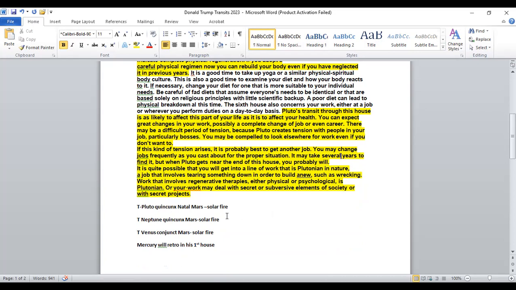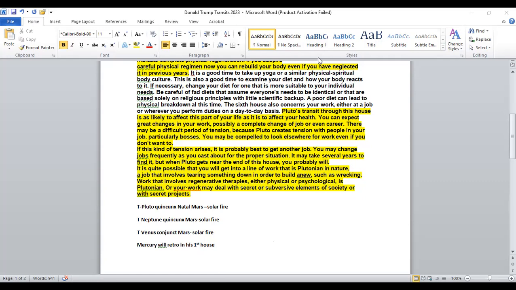All right, now hopefully maybe I can do it this way. There's some other things going on, but anyway, this is what I do. So I'm going to show you what some of these other ones are. He's got some Pluto aspects coming up: Pluto quincunx Mars, Neptune quincunx Mars, Venus quincunx Mars, and then Mercury will retro in his first house. And I'll show you those. Let me go back over to his chart.